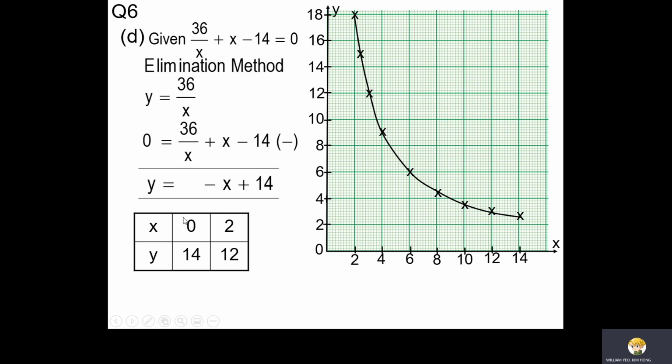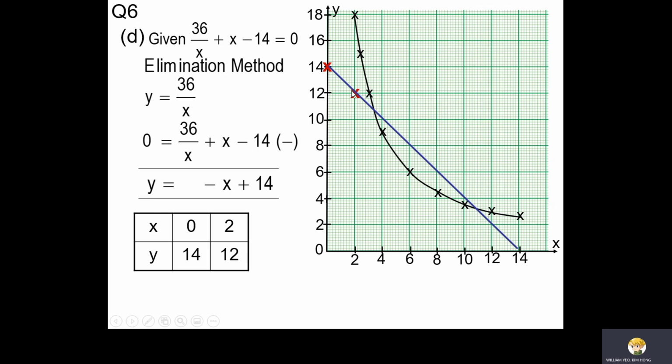So next, 0, 14. One of the points for the straight line is always 0 something. Why? Because this is 0, you just have to take 14. Now 2, negative 2 plus 14, 12. This point and this point.